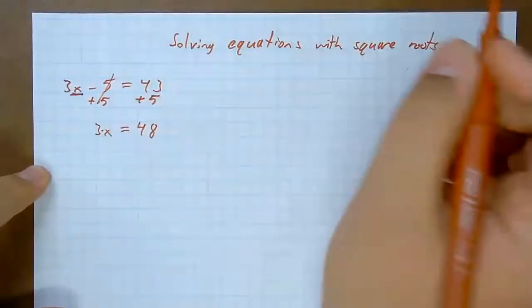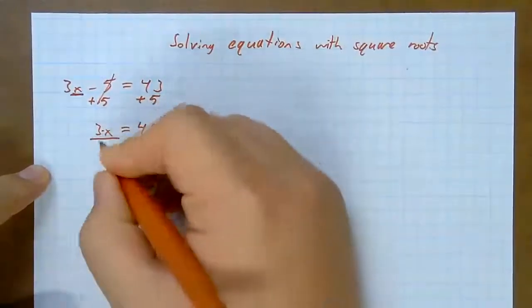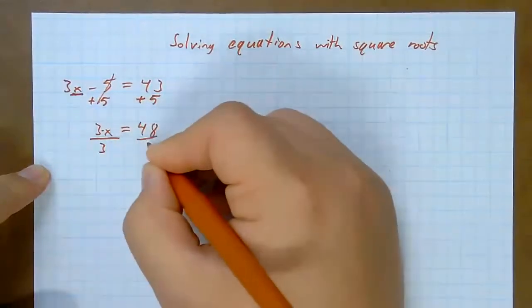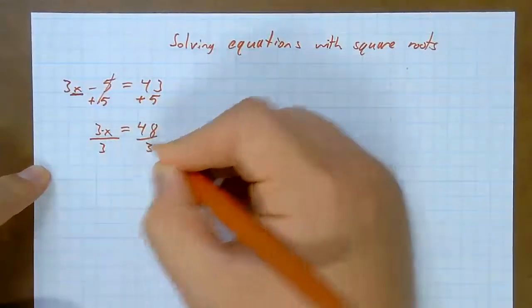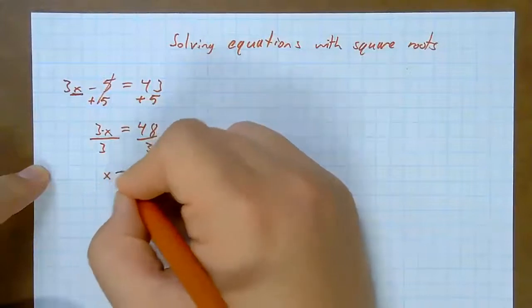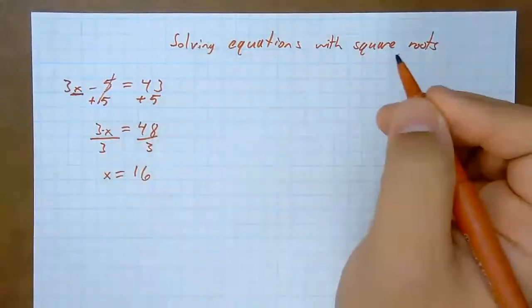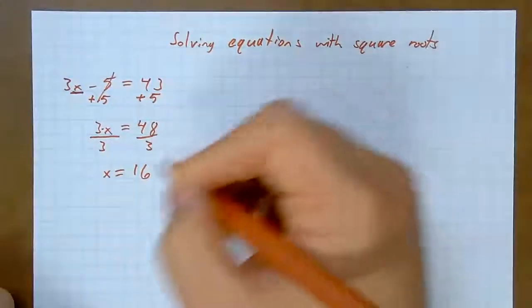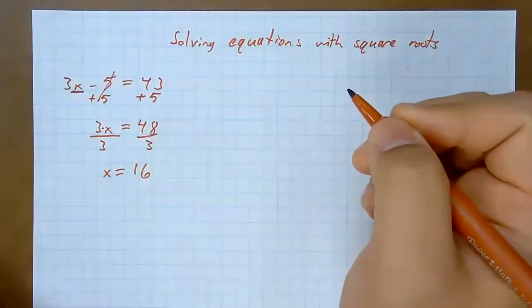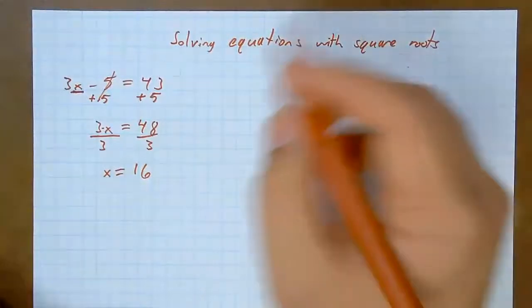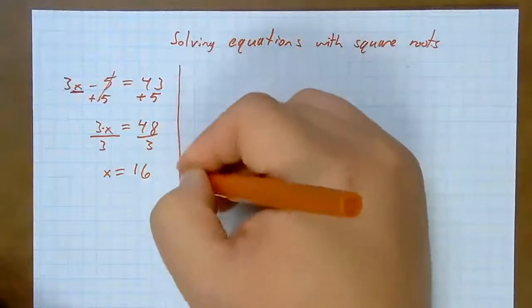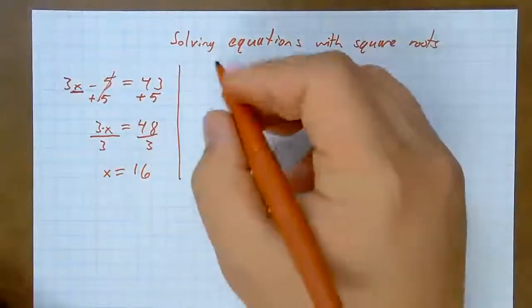We have to undo the multiplication of 3 and x. And so we divide by 3. We undo multiplication by dividing by 3. So x equals 16. This is an example of an equation we already know how to do. Let's take a look at one that's almost exactly the same, but with one key difference.